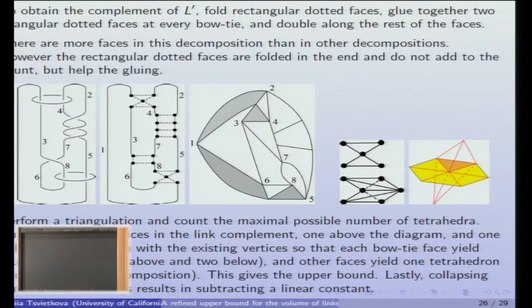This one? Yeah. Well, it isn't something I can do in two dimensions, right? What I do is fold those faces together, and then identify the bow tie faces together, and at the rest of the faces, I will double. It doesn't look very natural if you try to draw it. However, you do get the link complement once you do it. And there is a detailed description of this decomposition online. It just came out, though the paper that came out is only for alternating links.